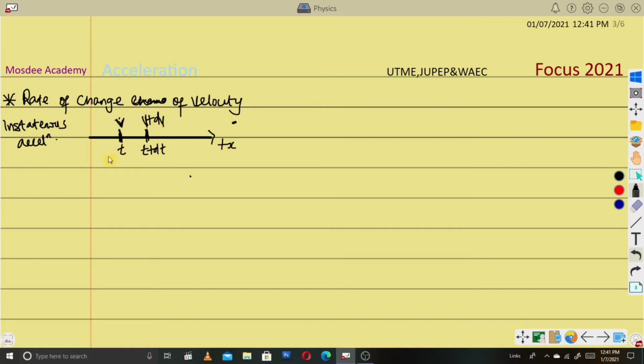So we say the measure of change in velocity with respect to time at an instant of time is what we call instantaneous acceleration. We represent this numerically in physics: acceleration, being a vector quantity, is given as the rate of change of velocity. That is, instantaneous acceleration is the rate of change of velocity, which is also a vector quantity, divided by the change in time. So this is the way we relate instantaneous acceleration in physics.